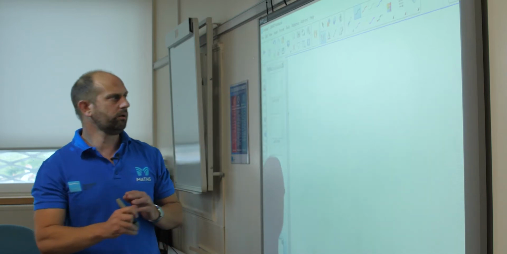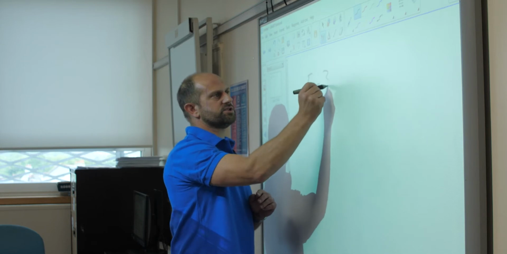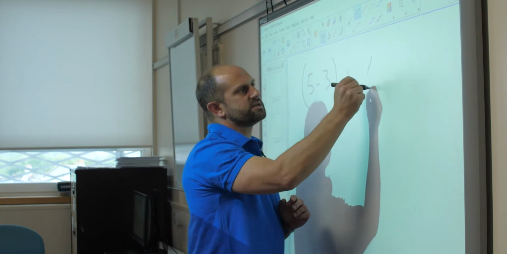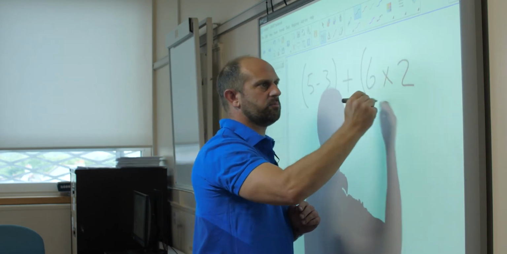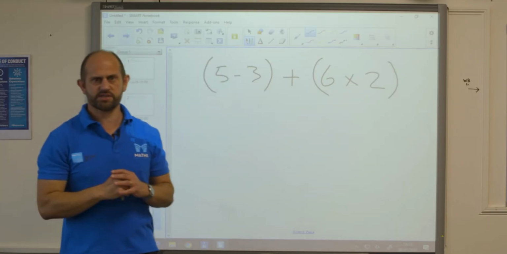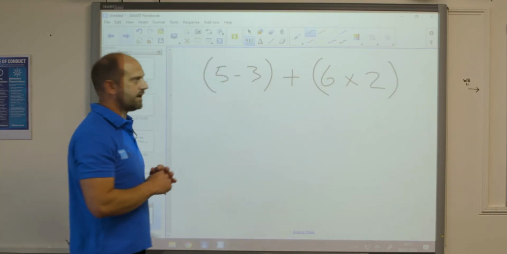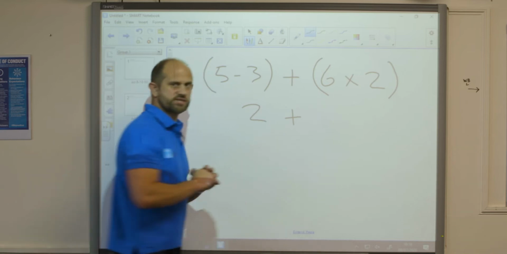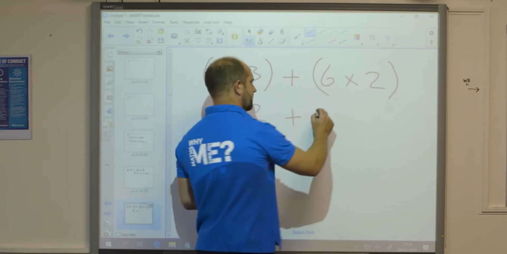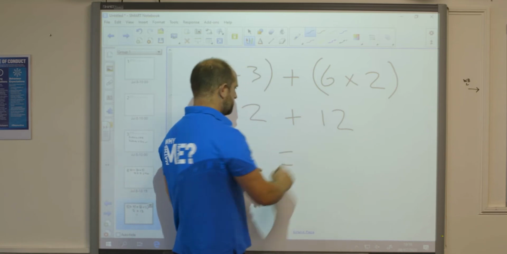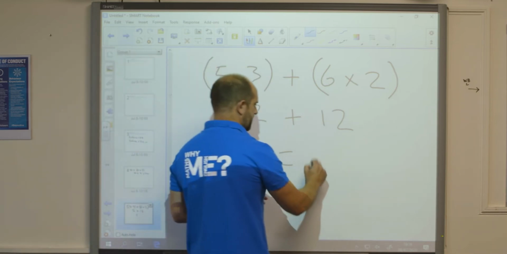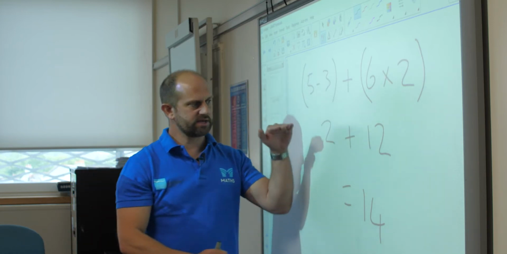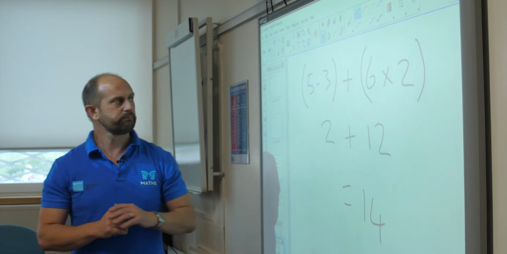If we look at another example, I've got 5 minus 3 in a set of brackets, and I've got plus 6 times 2, and I'm going to put that in a set of brackets. I've now got 2 sets of brackets. It doesn't matter what order I work these out in. If I do 5 take away 3, that gives me 2. The addition still stays. I've got 2 times 6, and that gives me 12. So now I've got my simple sum, 2 plus 12, that gives me 14. So brackets first, what's inside the brackets, and then break it down into the next step.